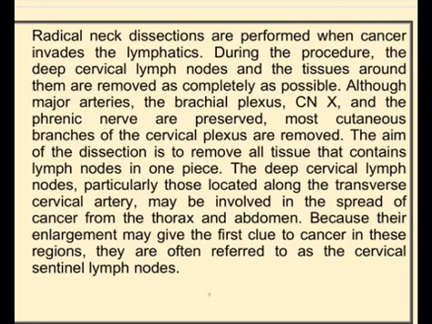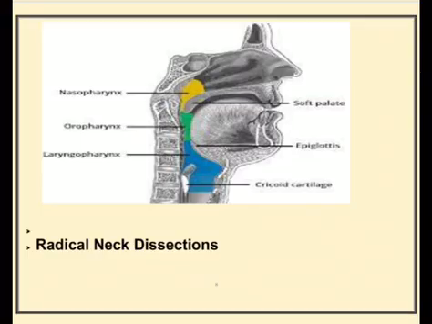So in case of cancer, the deep cervical lymph nodes, especially the ones that are located along the transverse cervical artery, may be involved in the spread of cancer from the thorax and abdomen. That's why we say they are cervical sentinel lymph nodes. So once you see them enlarged like that, there might be an indication that there is cancer spreading from a primary tumor elsewhere, metastasizing to the neck.